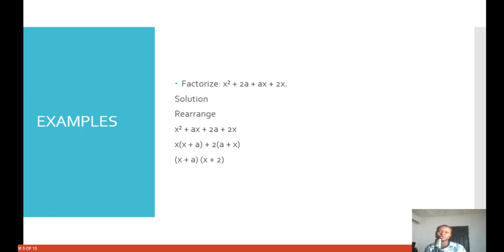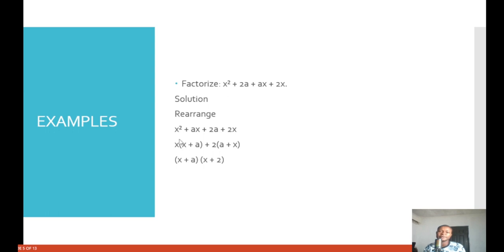Then I go to another thing that I call rearranging, or we group them so that we can bring easy factorization. You can see that I need to switch 2a and ax here, because if I group the first two, x squared and 2a, we don't have anything common here. So I have to rearrange in order to bring an easy factorization.